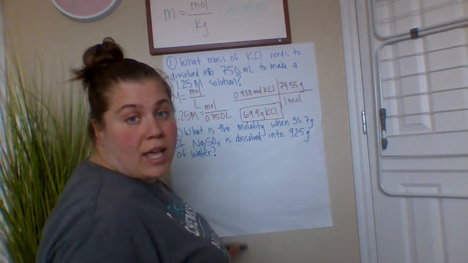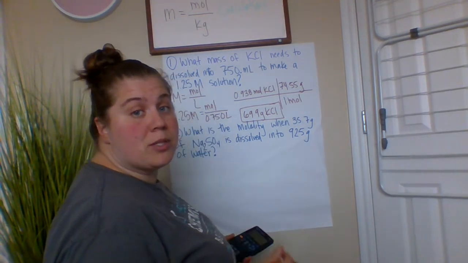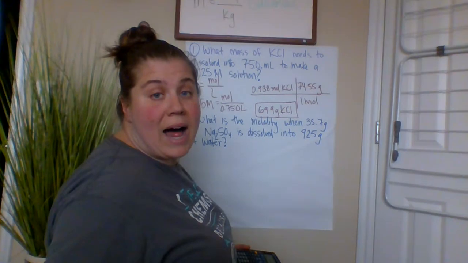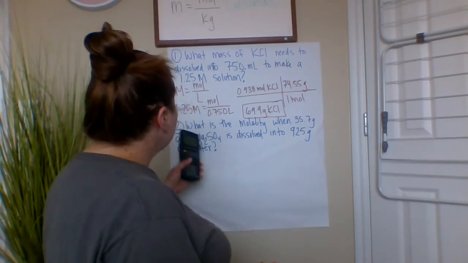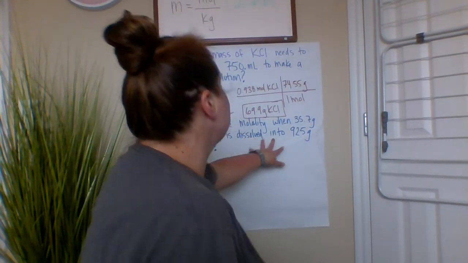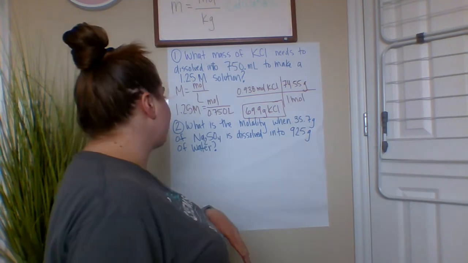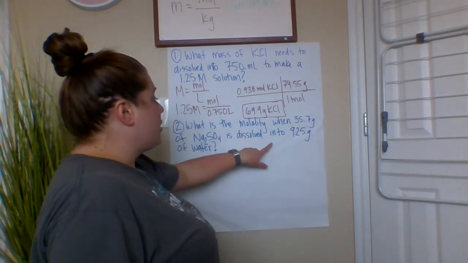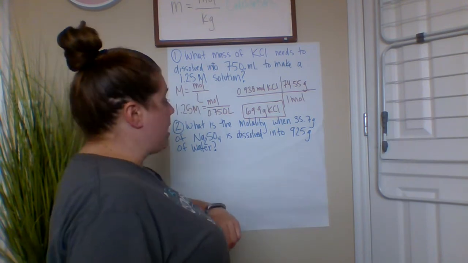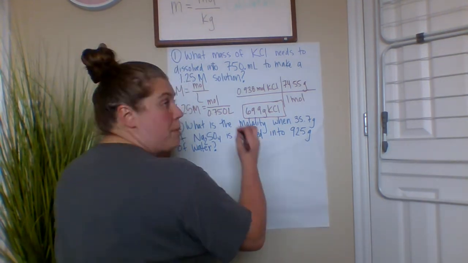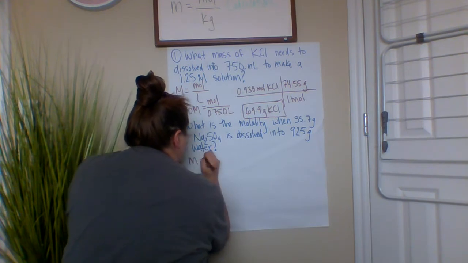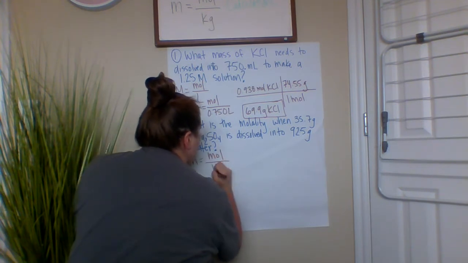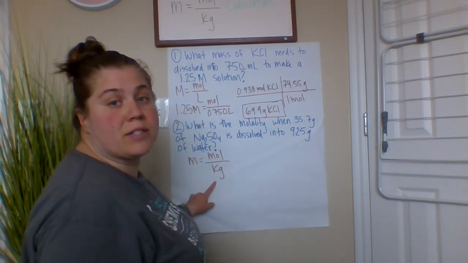Okay, so there's a molarity example problem. So now let's do our molality example problem. So in this one, I'm looking for the molality. It says, what's the molality when 35.7 grams of sodium sulfate, Na2SO4, are dissolved into 925 grams of water? Remember, for molality, we have the formula moles of solute over kilograms of solvent.